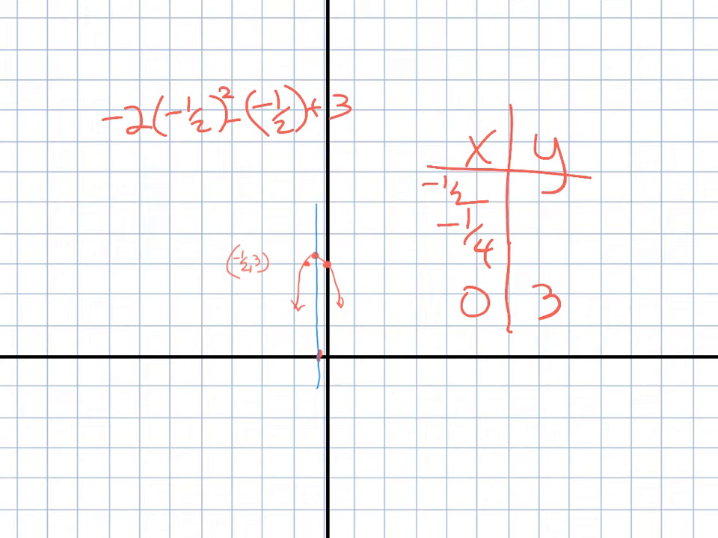plus 3. If you don't want to plug in a fraction, you could have plugged in negative 2 or negative 5. It doesn't really matter. So negative 2 times 1/4 plus 1/2 plus 3. This gives me negative 2/4, which is negative 1/2, plus 1/2 plus 3 gives me 3. So here are my 3 points.